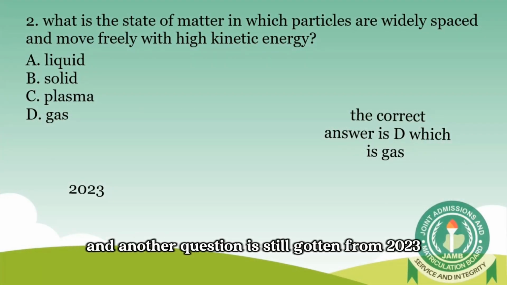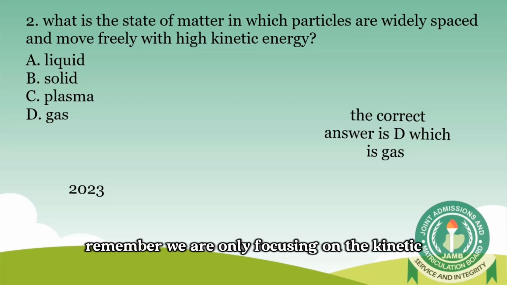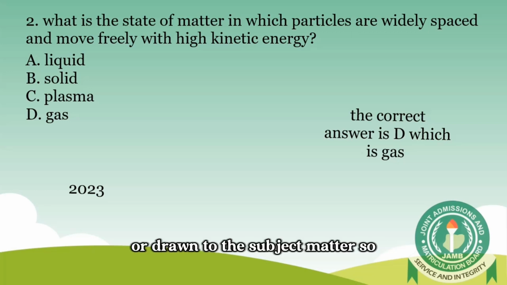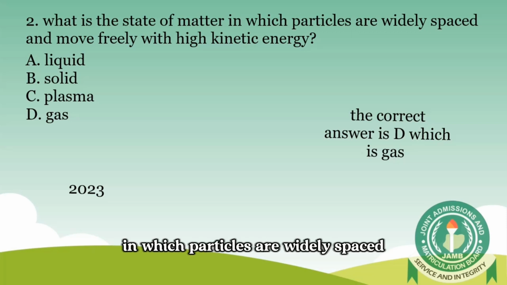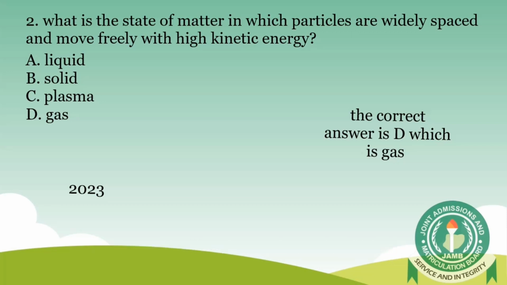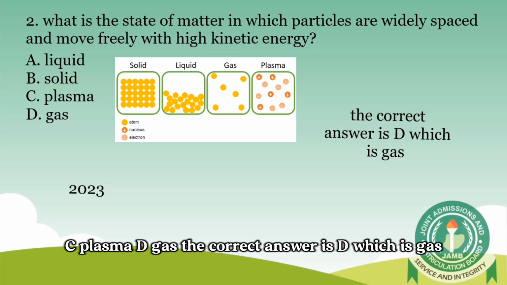And another question is still gotten from 2023. Remember, we are only focusing on the kinetic theory of gases and matter, so our focus is drawn only to the subject matter. What is the state of matter in which particles are widely spaced and move freely with high kinetic energy? A. Liquid, B. Solid, C. Plasma, D. Gas. The correct answer is D, which is gas.